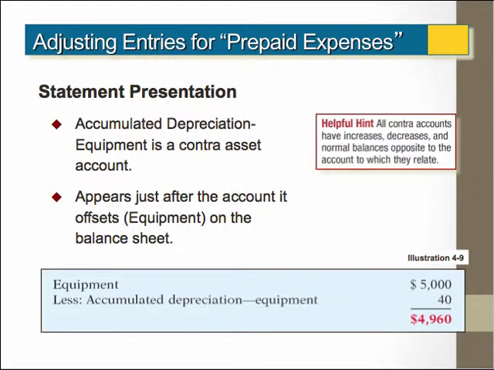When we present depreciation of a long-term asset such as equipment, we want to show the equipment at its cost and then net the amount of the accumulated depreciation to give us what we call net book value.